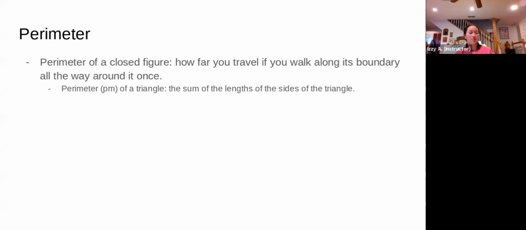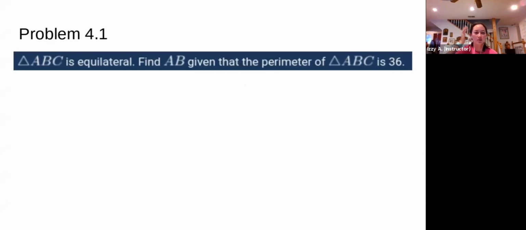So if you see PM, that means perimeter. A perimeter of a triangle is the sum of the lengths of the sides of the triangle. And I think if you see an example, which is going to be our next problem, you'll see more of what perimeter is like, if you guys have not come across perimeter before.